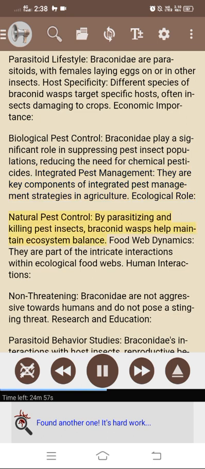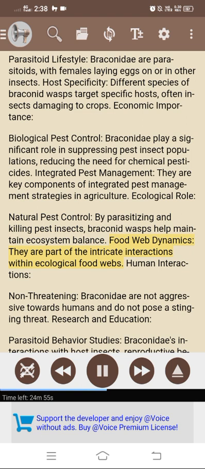Ecological role. Natural pest control. By parasitizing and killing pest insects, these wasps help maintain ecosystem balance. Food web dynamics. They are part of the intricate interactions within ecological food webs. Human interactions. Non-threatening. They are not aggressive towards humans and do not pose a stinging threat.